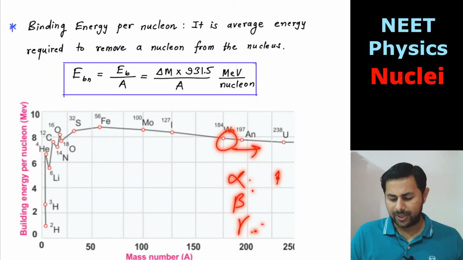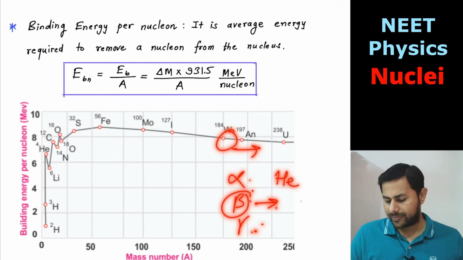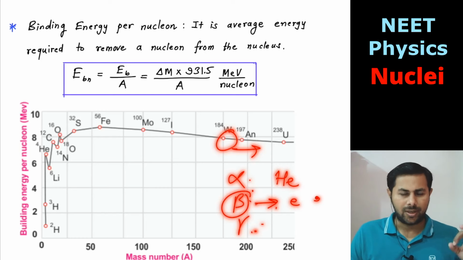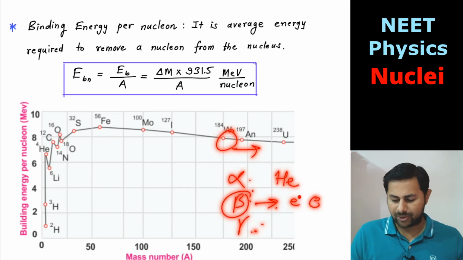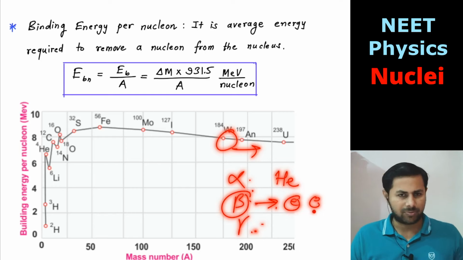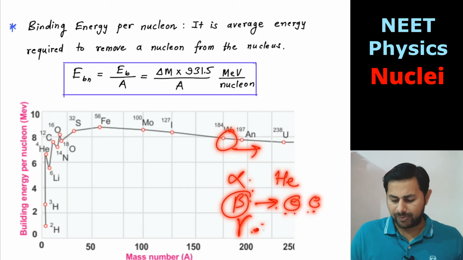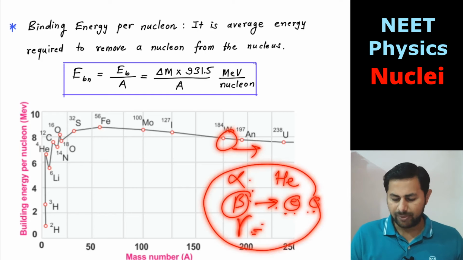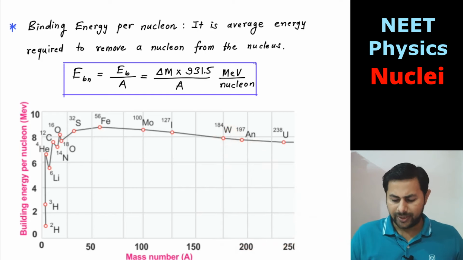Alpha is helium nucleus. What is beta? Beta is electron, or a particle having positive charge as that of electron but same mass, which is known as positron. So there is beta minus, beta plus. And gamma, gamma means light. In a nutshell, all nuclear reactions can be explained in this way.